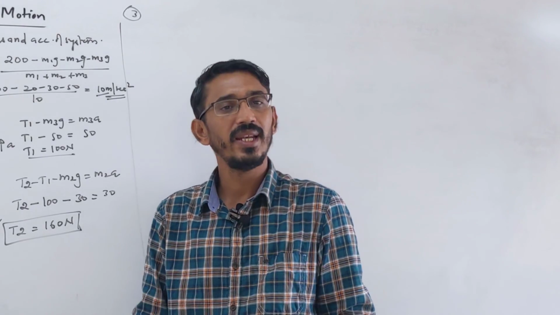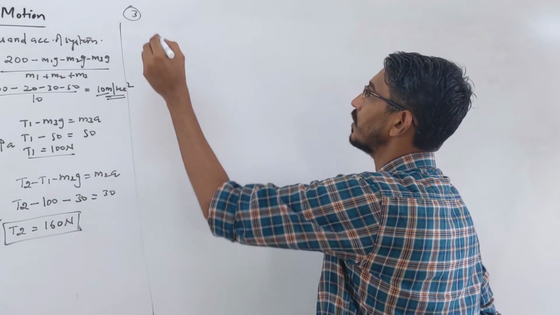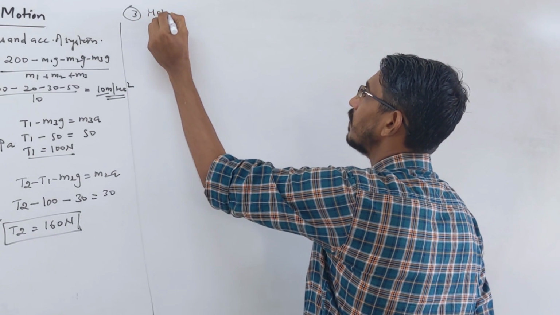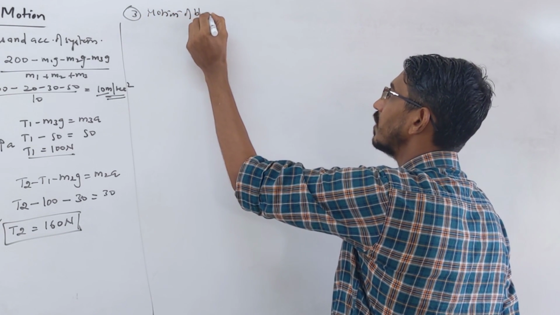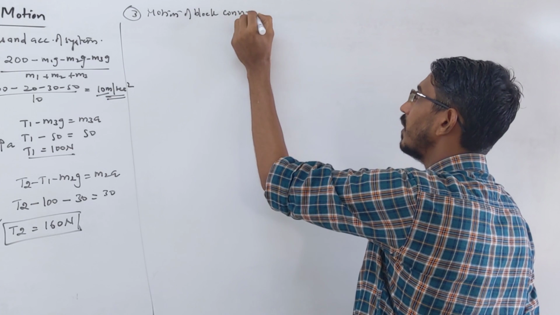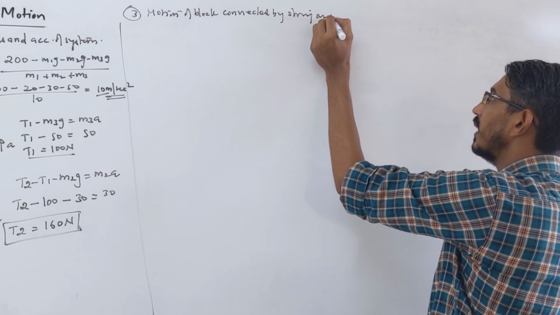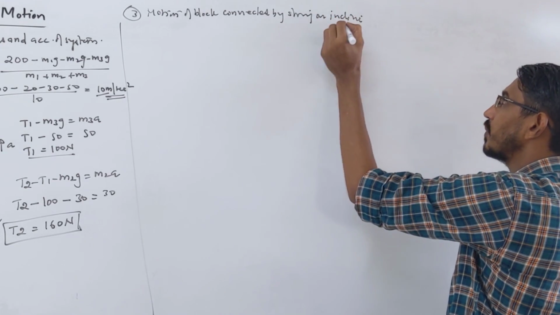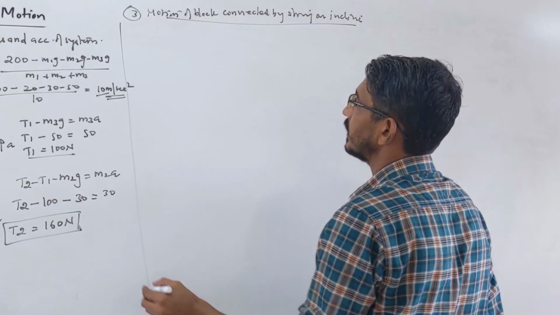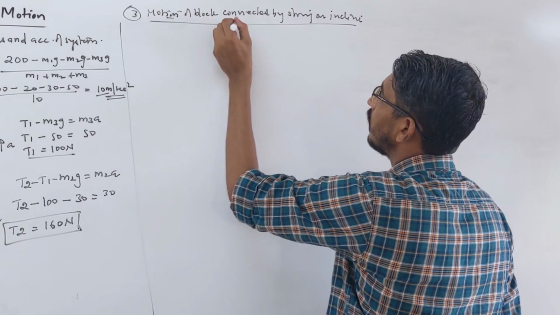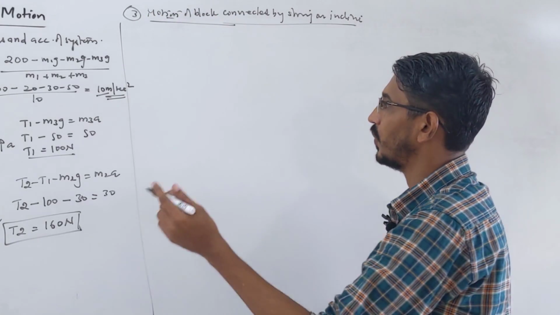Now we talk about the third type of equation: motion of blocks connected by a string on an incline. Like we have done for normal reaction on an incline, we have to do the same for tension also.